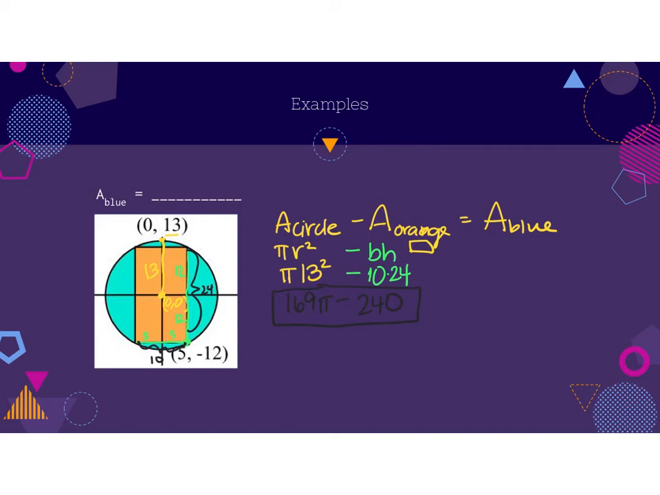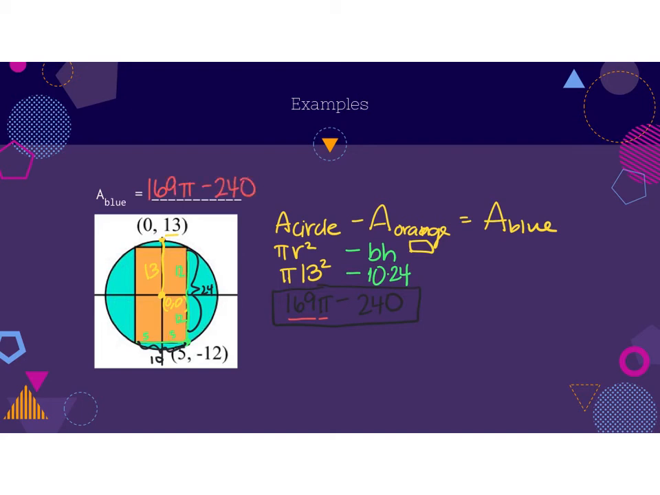240. Now you might be looking at this and thinking, but 169 is less than 240, so it's going to give me a negative area. That is not the case because we'd have to take 169 and multiply it by pi first. And remember, pi is 3.1415 and so on. So it's actually going to be a much larger number. So your final answer here, again, is 169 pi minus 240.